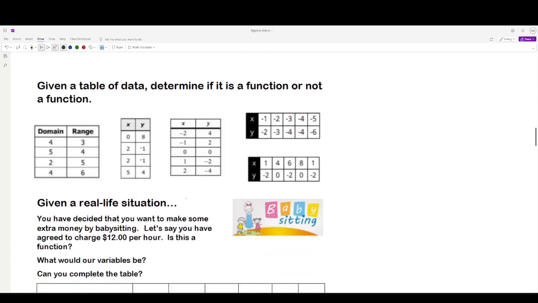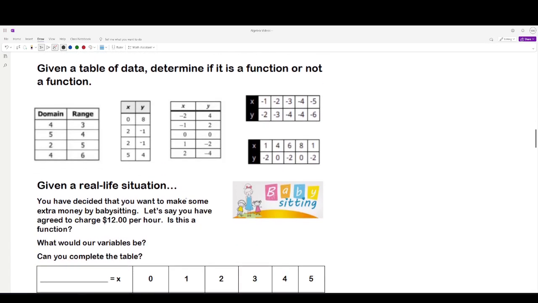All right, given a table. So tables are a lot like a list of points. They're just written in a different way. So these are still ordered pairs. Think of this as being 4, 3, 5, 4, 2, 5, and 4, 6.